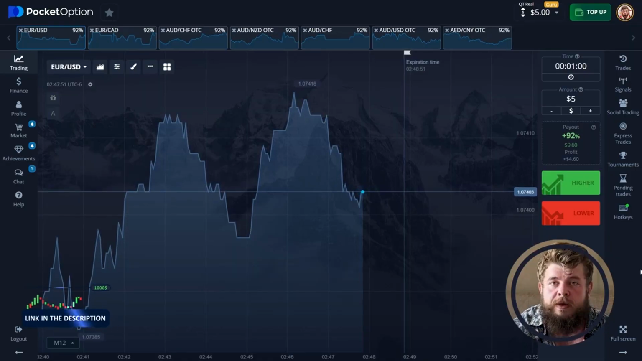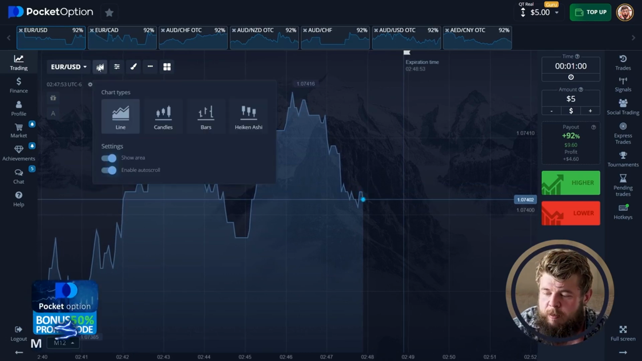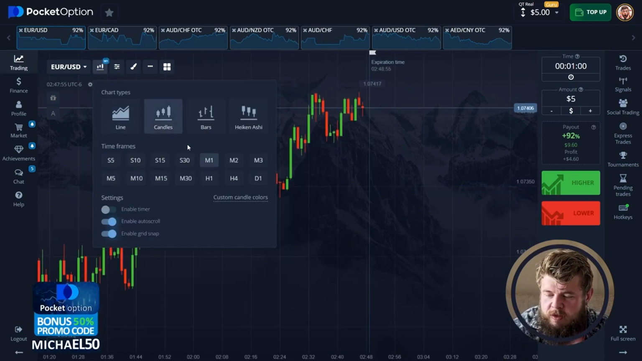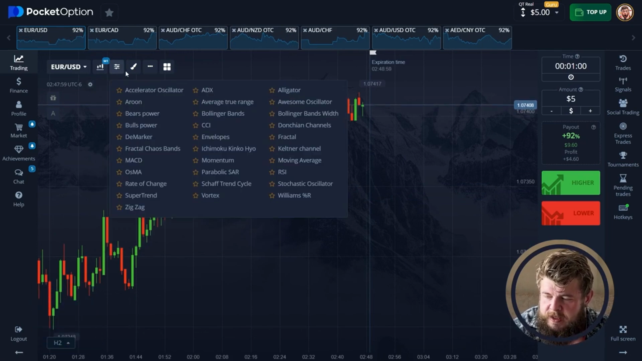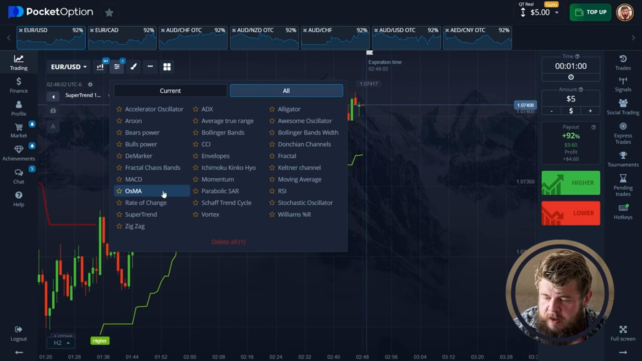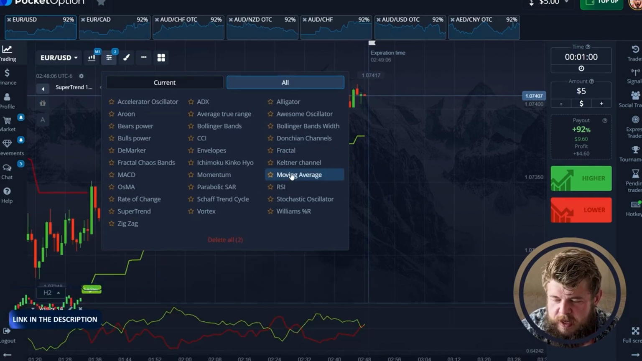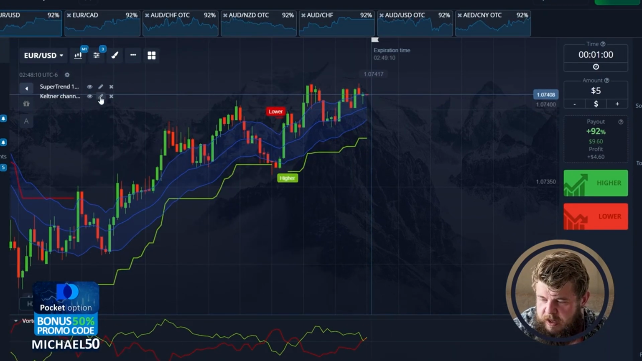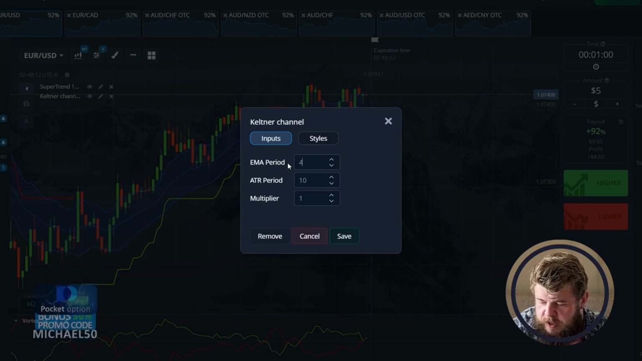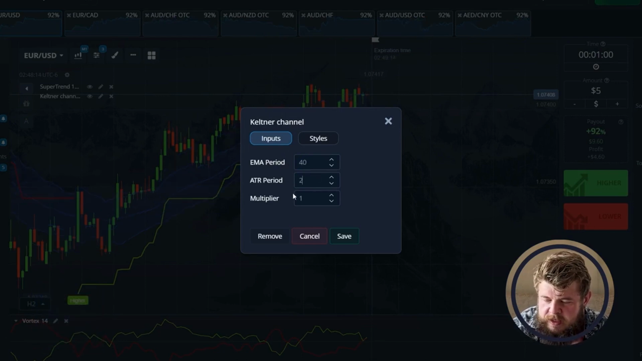Trading platform Pocket Option for the binary options. Now I'm going to set the chart. Just give me several seconds to do this. Okay, so first of all, let's add some indicators: super trend together with Vortex and Keltner channel. So that's it, super trend, Keltner channel and Vortex indicator. And now I'm setting the Keltner channel. It's almost done.